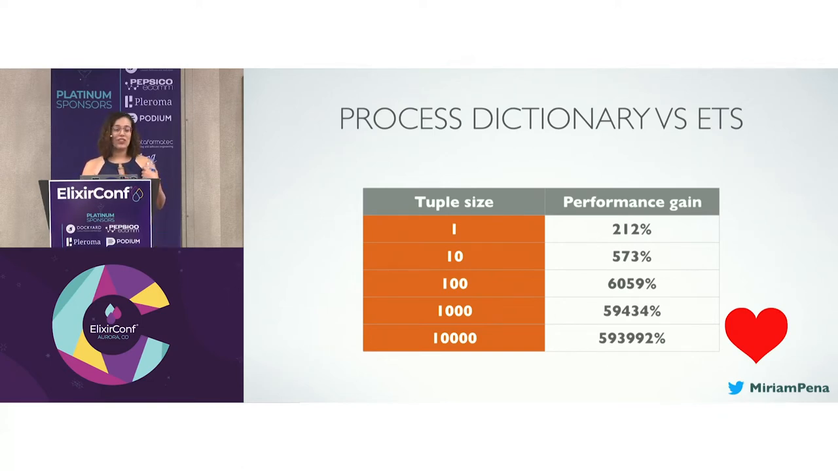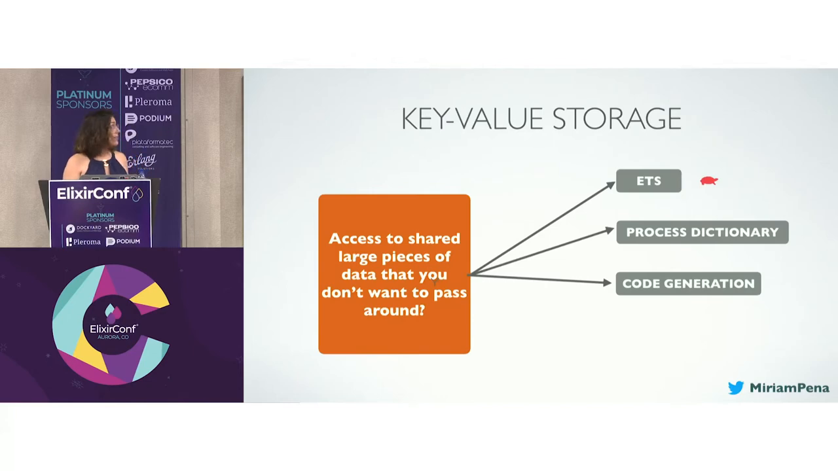Of course, you don't always have the data within your process. Sometimes you want to pass the data to a different process. And for those, if you are really having to use a big shared piece of data, like a huge configuration or information about a client or something, a good way to do it is by code generation. There are libraries like Mochiglobal or Fastglobal for this. And the idea behind it is that when you copy data from the ETS to your process, it gets copied.